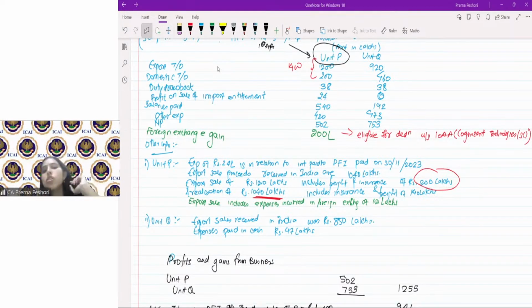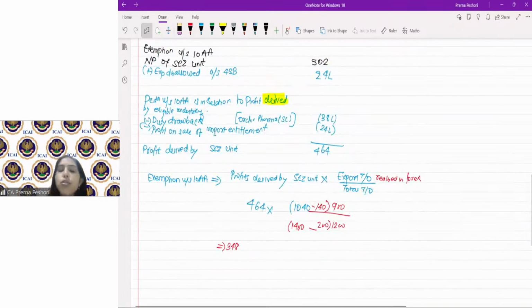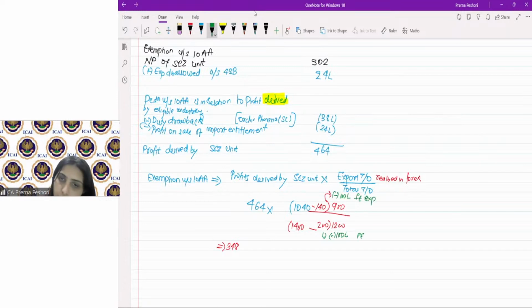Yes, Kaushiki. So foreign exchange expenses will not be allowed. Therefore, that will be reduced from the export turnover as well as the total turnover. So you will reduce 100 lakh from both the places for the foreign exchange expenses. Yes, are we clear about this particular question? Any questions? Any doubt?